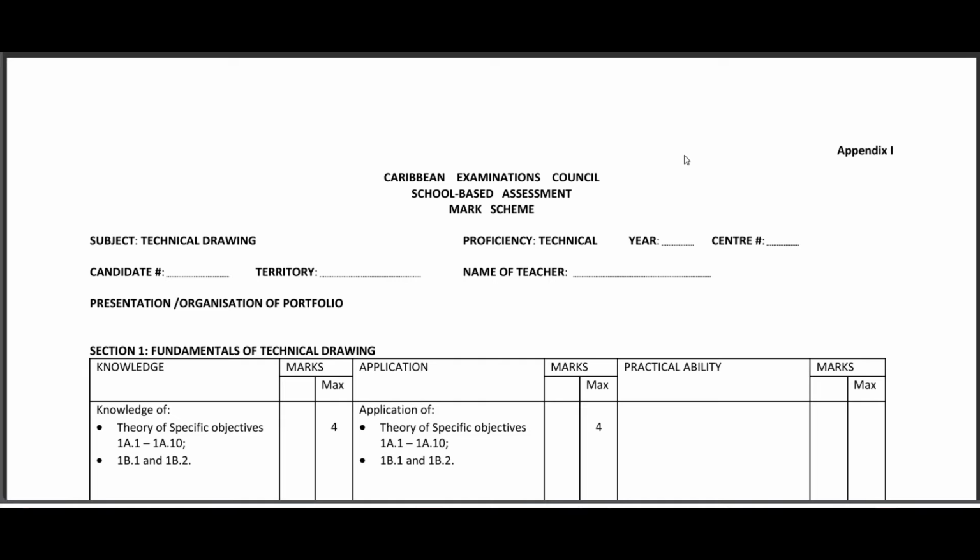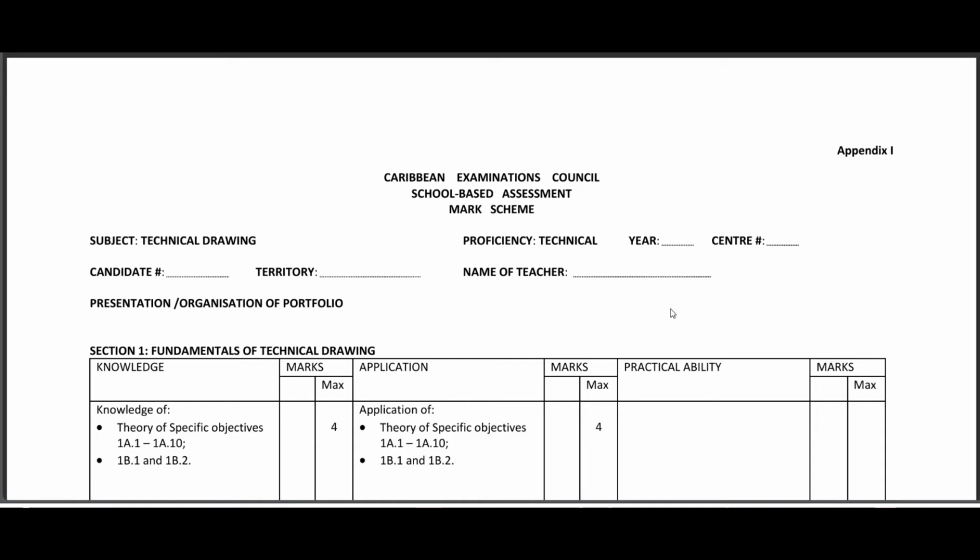SBA. So as you know, your SBA is divided into three sections: section 1, section 2, and section 3. Section 1 is the fundamentals of technical drawing, aka fundamentals of industry. Section 2 is the plane and solid geometry section, and then section 3 is your major project, the one that will consume the most amount of time.